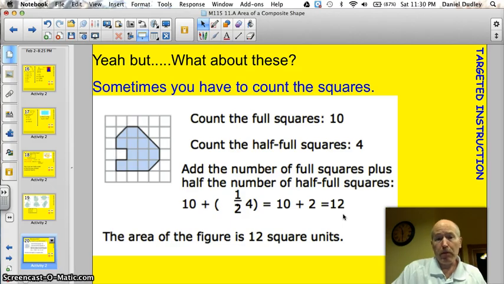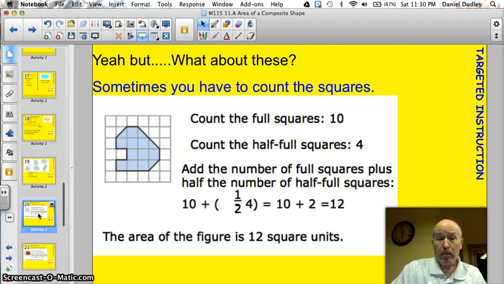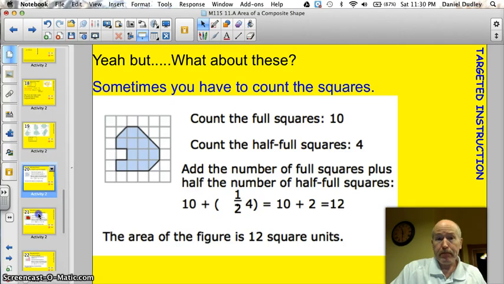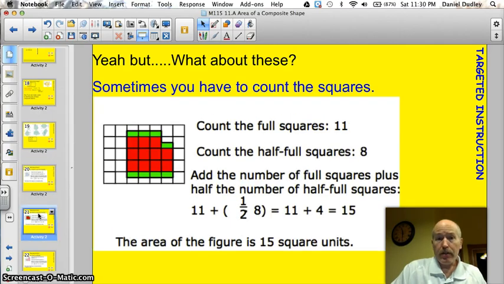Okay, if there's no label, call them square units. So counting, numbering, or coloring them in as you go. I usually write little numbers in them. So that's one of the yeah buts. Here's another example of that.